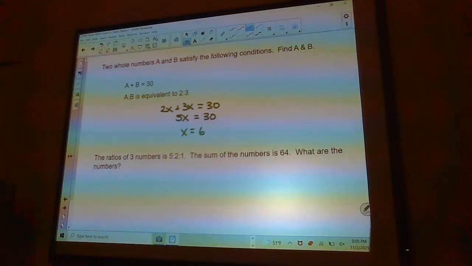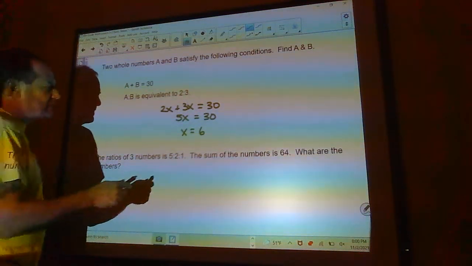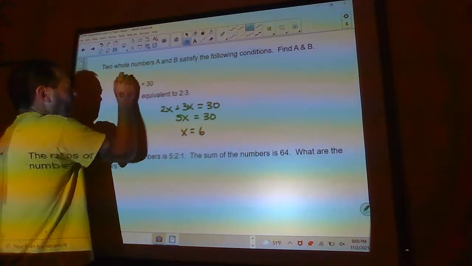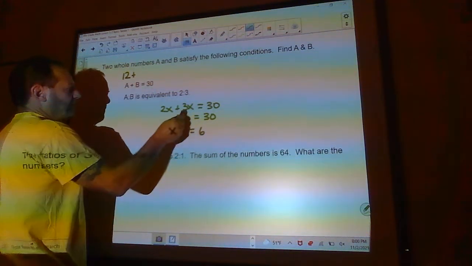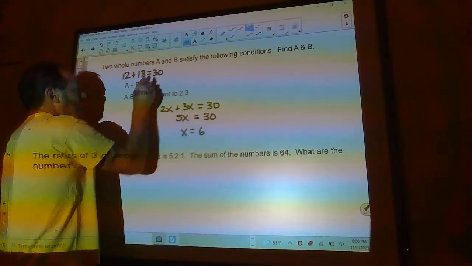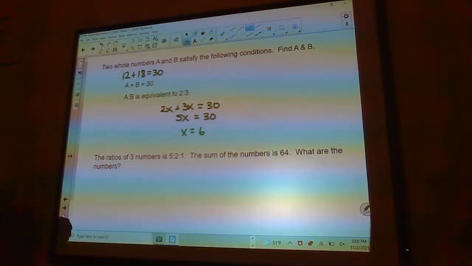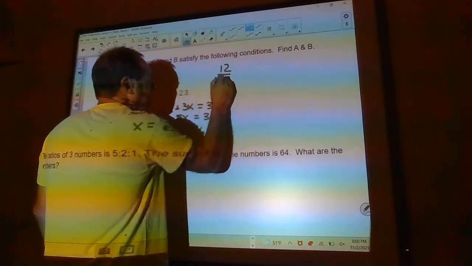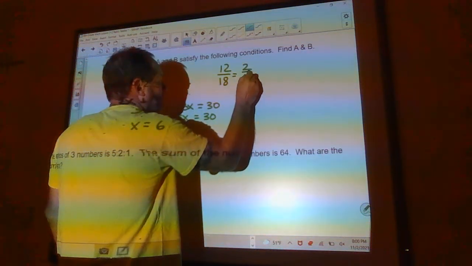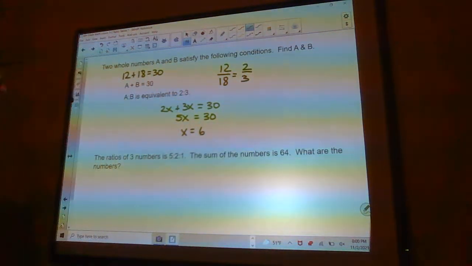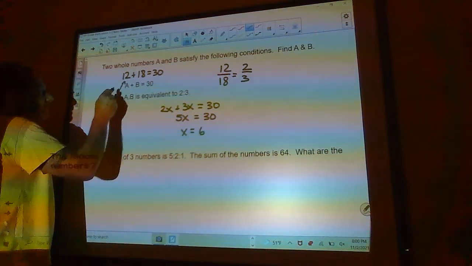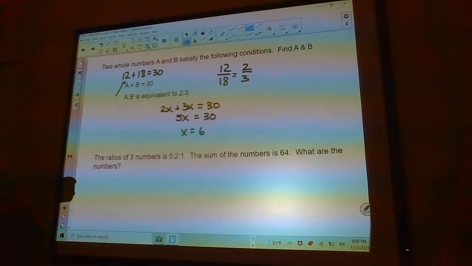Okay, so if I take this and I plug this back in here, 2 times 6 would be 12. And 3 times 6 would be 18. 12 plus 18 is 30. And 12/18 reduces, if I divide both of those by 6, to 2/3. So it meets my criteria. So A is 12 and B is 18.